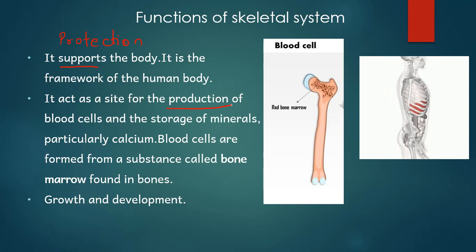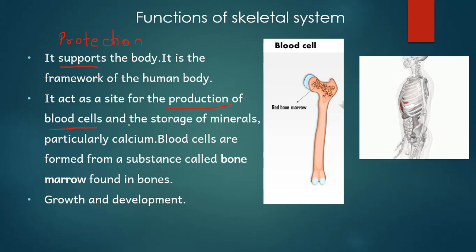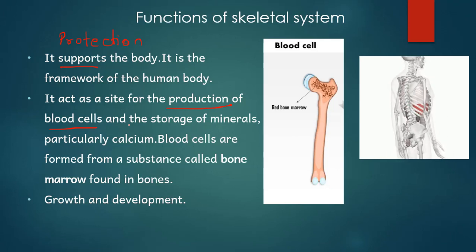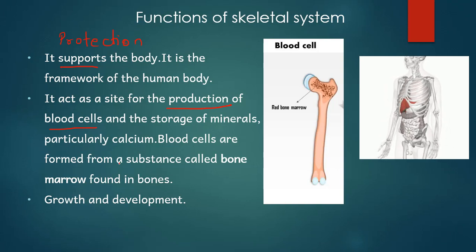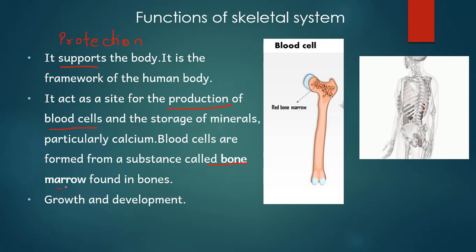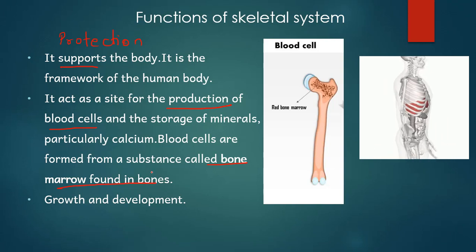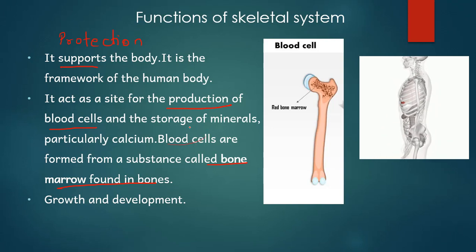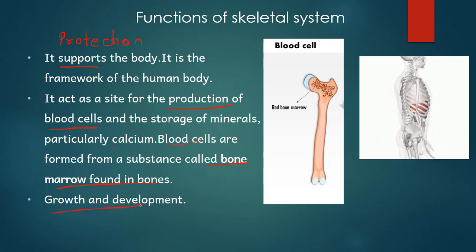It is also a site where blood cells are formed. So imagine, our blood is formed because of bones in our body. If there are no bones, there will be no blood. Blood cells are formed from a substance called bone marrow found inside the bones. You have a spongy tissue inside your bone that is known as bone marrow, and from there you get blood cells. And there is storage of minerals, calcium, etc. It also helps in growth and development.